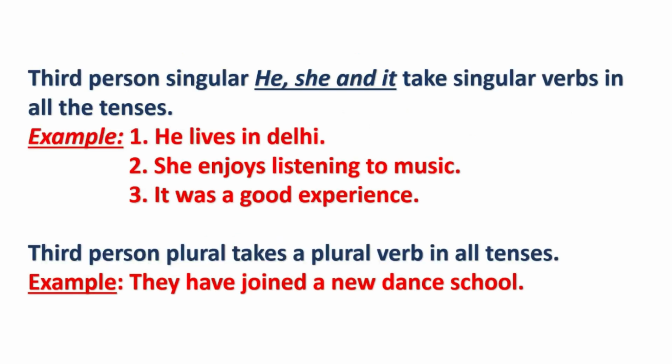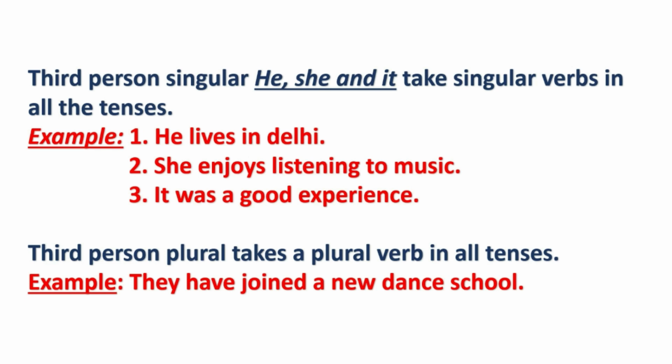Now let's check the third person, and the third person singular is he, she and it. Now here he, she and it take a singular verb. Example, he lives in Delhi. She enjoys listening to music. It was a good experience. So here he is the third person singular, she and it. Now we are using lives, enjoys and was.